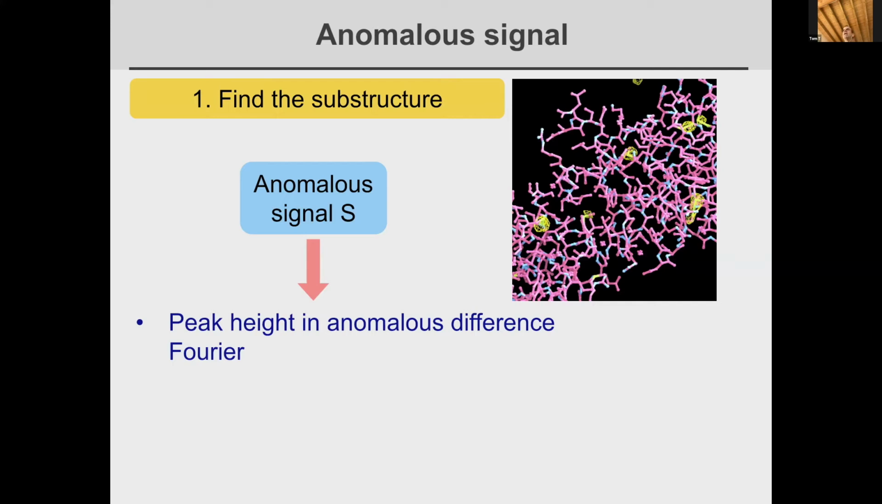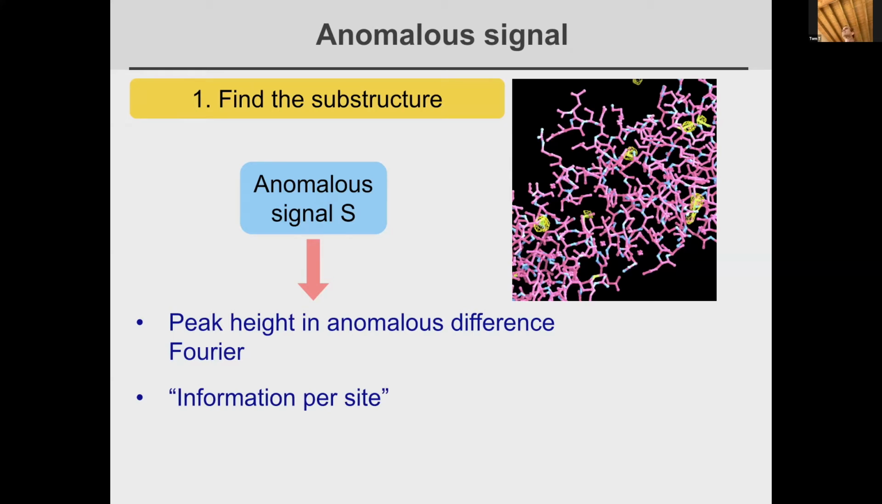This is going to depend on what I'm going to call the anomalous signal. And basically, that is going to amount to the peak height in an anomalous difference Fourier. If we had the answer and we calculate an anomalous difference Fourier, how high are those peaks in the anomalous difference Fourier? So go ahead, next down. And it's going to amount to information per site.